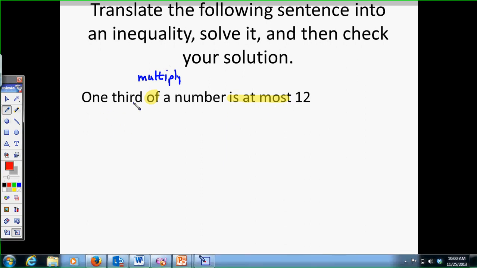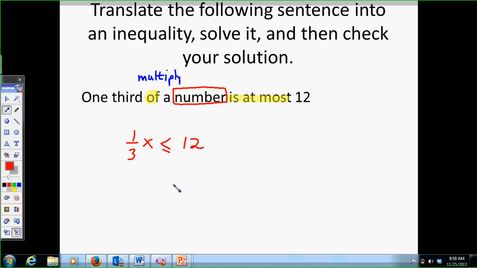We have 1/3, well, that's 1/3 of a number, and we don't know what that number is, so we're going to call that x. Is at most. This is at most. Cannot be any larger than. Is at most translates to less than or equal to. 1/3 of a number is at most, the biggest it'll ever be is 12.